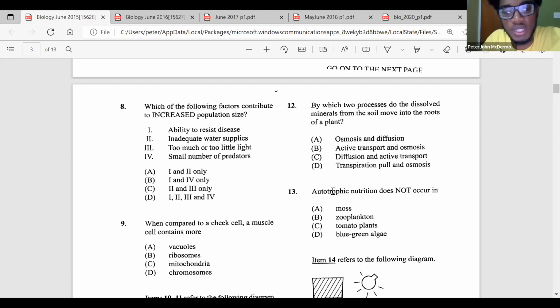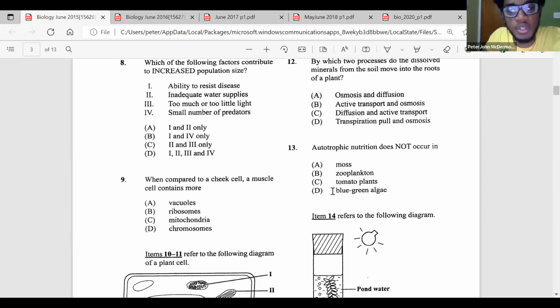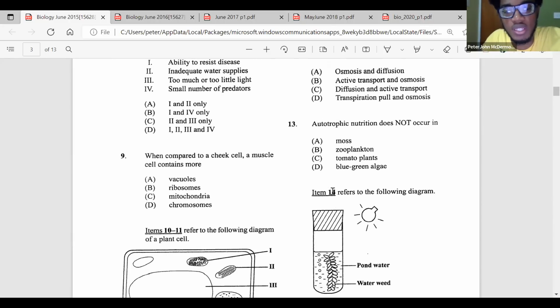Too much or too little light. Typically when they use the words too much or too little of anything, that's typically not the correct answer, right? Because they don't typically work on extremes. So too much, too little, that's an extreme. So even if we didn't know inadequate water, too much or too little light just sounds wrong, right? So 1 and 4. Next, when compared to a cheek cell, a muscle cell contains more.